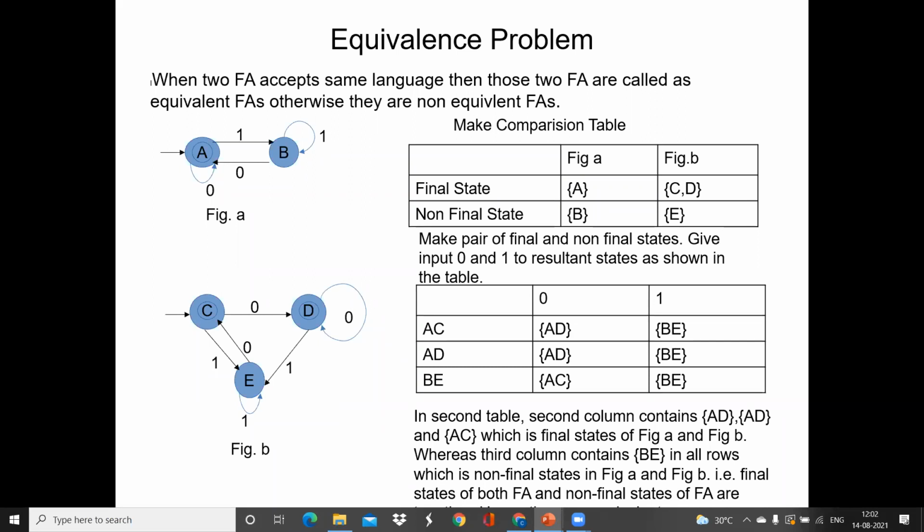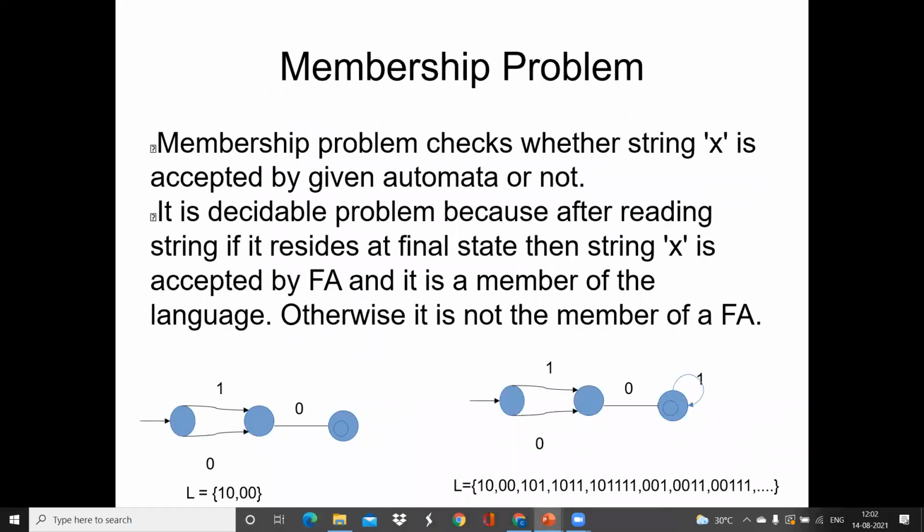So here the final states of both the automata are separated from the non-final states of both the automata. If you got such type of answer, it means they are equivalent. Now the next problem is the membership problem.